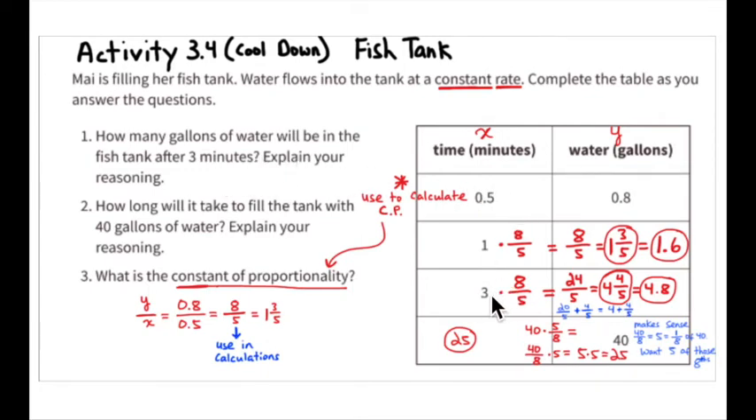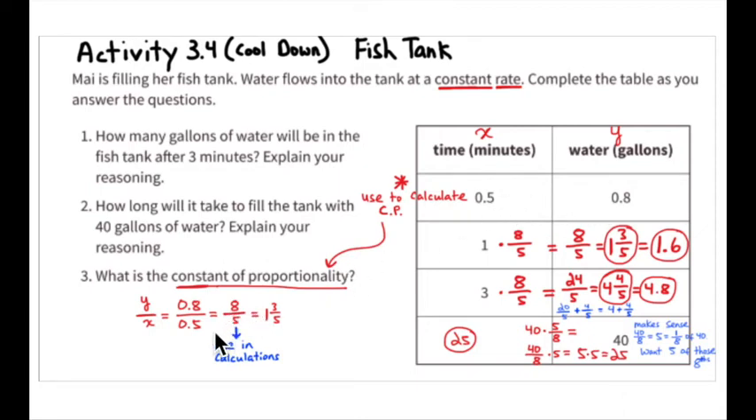So here's 3 minutes. They have to give you one complete row, so that you can figure out what the relationship is between these two properties. One property of the fish tank filling is the time it takes. The other property is the number of gallons that get filled into the tank. And so that relationship is y divided by x. That is the constant of proportionality. So 8/10 divided by 5/10 is equal to 8/5.